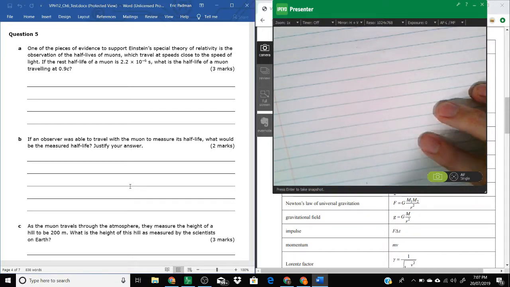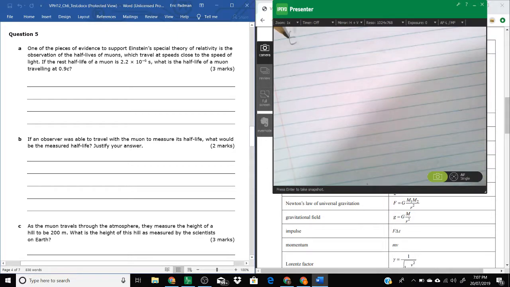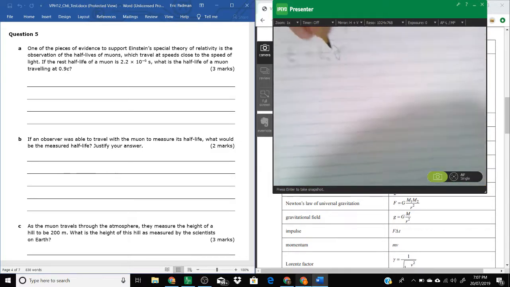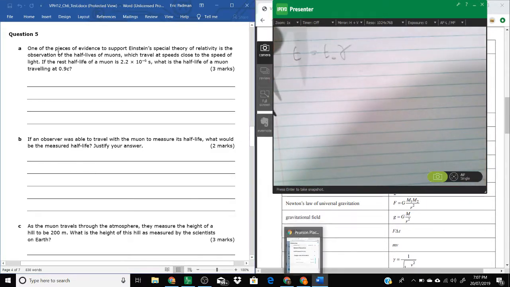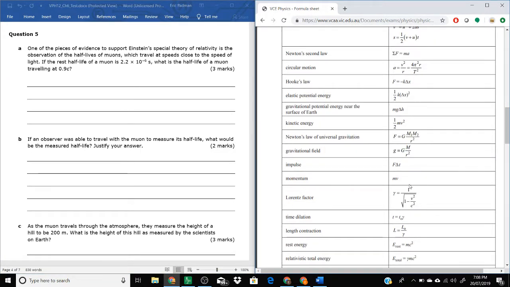Okay, so we're going to work this out. From our list of formulas, T is equal to T naught times the Lorentz factor. That is on our formula sheet right here. Time dilation: T equals T naught times the Lorentz factor, and the Lorentz factor is here. Okay, so let's go use that.